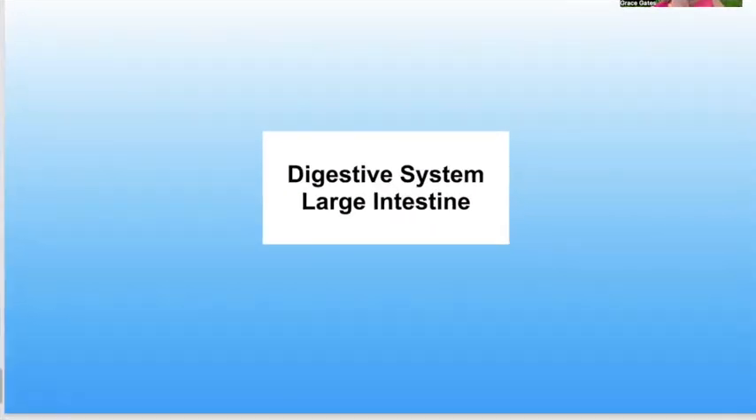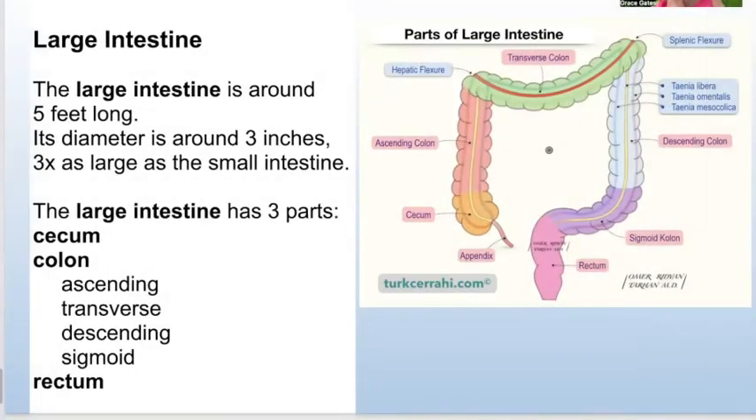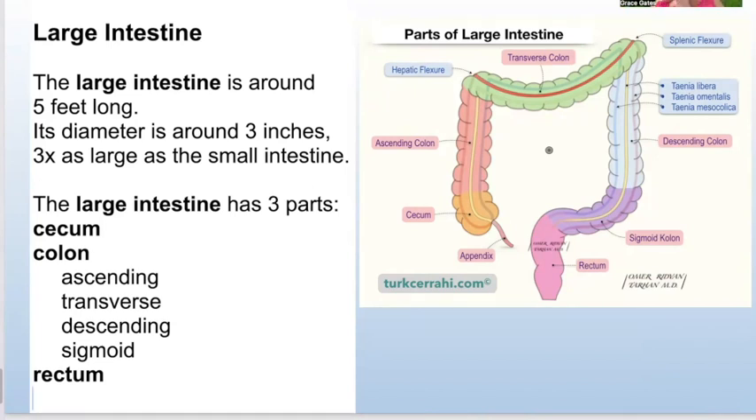Okay, moving on to the large intestine. The large intestine is around 5 feet long. Its diameter is around 3 inches. It's 3 times as large across as the small intestine. The large intestine has 3 parts, the cecum, colon, and rectum.